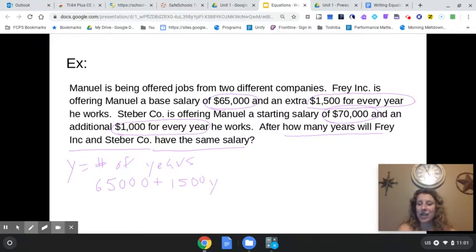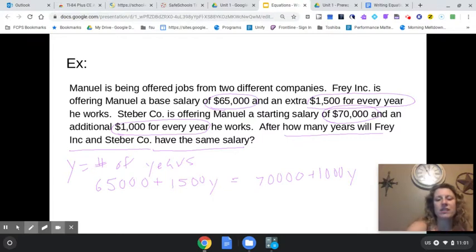Okay, let's take a look at Stieber Company. They offer $70,000 as a base salary and an additional, so again, plus $1,000 for every year. $1,000 for every, again, means multiply by the number of years, y. We want to know after how many years will they have the same salary. Same means equal. So we want to set the 2 expressions equal. All right, let's go ahead and solve it.